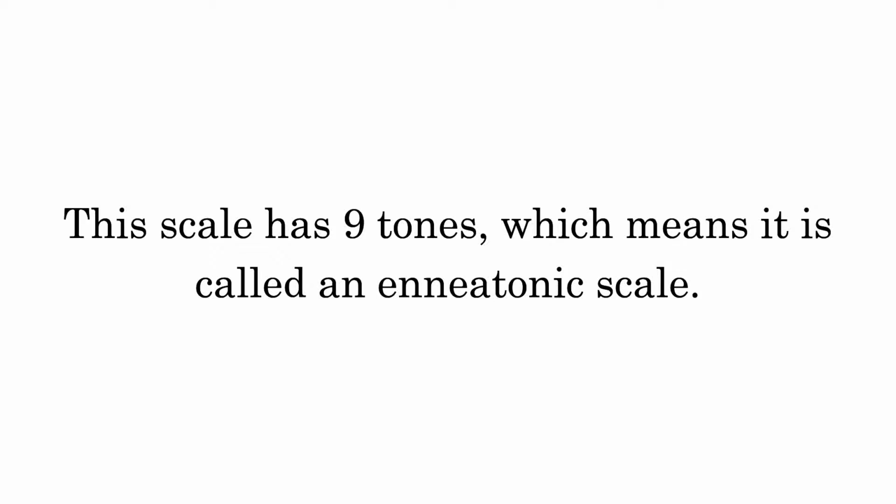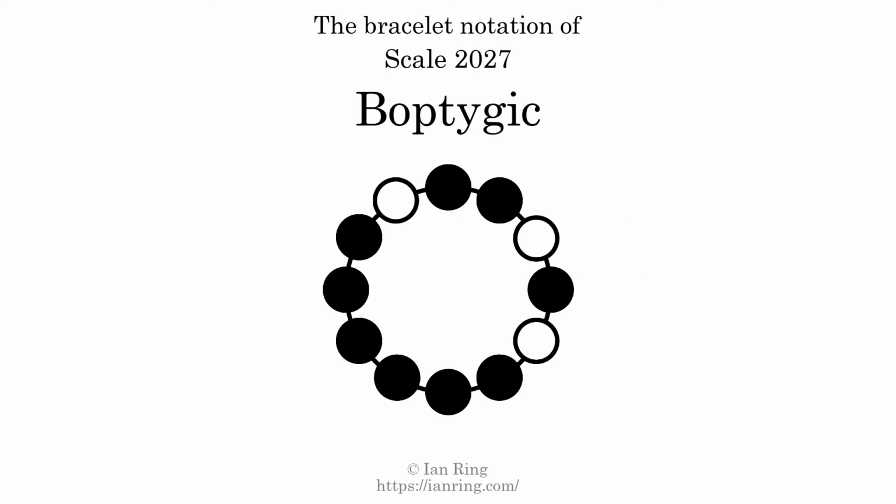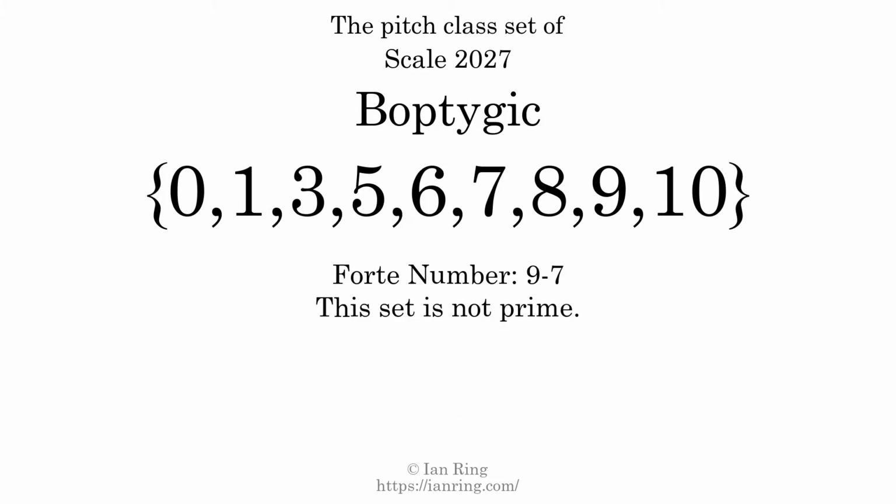This scale has 9 tones, which means it is called an enneatonic scale. This is a bracelet notation diagram of Scale 2027. The shaded circles represent tones that appear in the scale, and they are read clockwise, starting at the top. The pitch class set for this scale is 0, 1, 3, 5, 6, 7, 8, 9, 10.